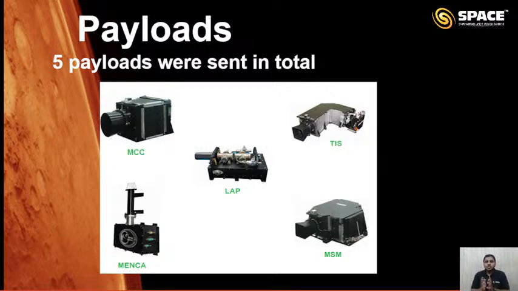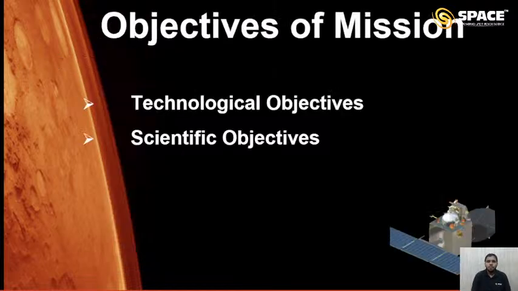Then comes the last instrument, Methane Sensor for Mars. It is designed to measure the methane gas present in the thin atmosphere, right? And to identify the source of this methane. Because if methane gas is present, that means there can be some signs of life as well, right? So that's why they are so eager to detect the methane. So these are the five major instruments sent with the Mars Orbiter Mission.